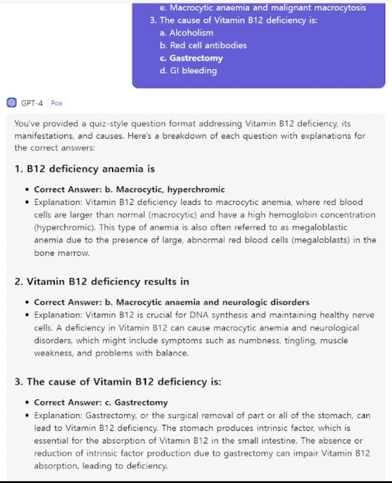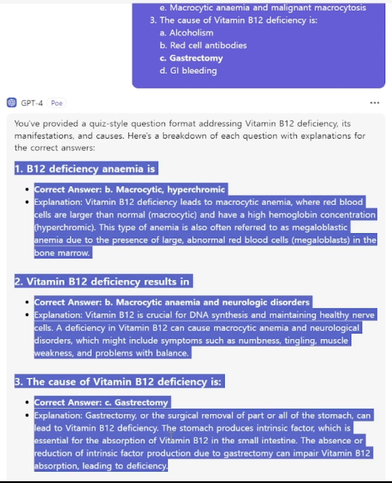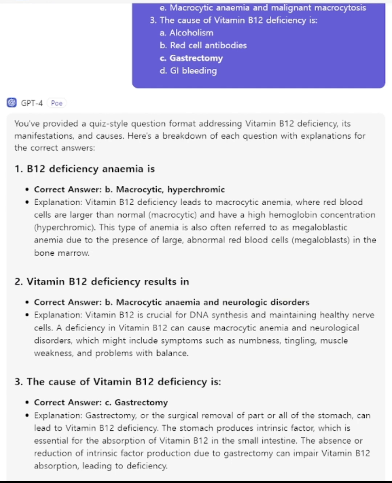2. Vitamin B12 deficiency results in: the correct answer is B, macrocytic anemia and neurologic disorders. Explanation: Vitamin B12 is crucial for DNA synthesis and maintaining healthy nerve cells. A deficiency in vitamin B12 can cause macrocytic anemia and neurological disorders, which might include symptoms such as numbness, tingling, muscle weakness, and problems with balance.